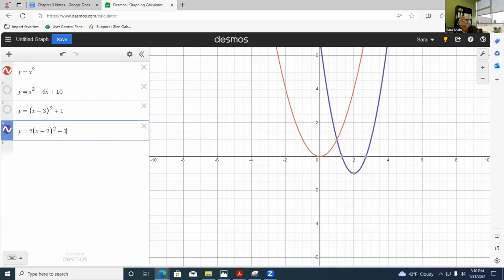So let's look at example 3. It says, use the technique of completing the square we learned in chapter 2 to transform the equation into the vertex form. And let me go back to my paper here.